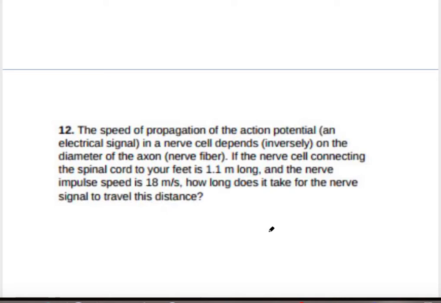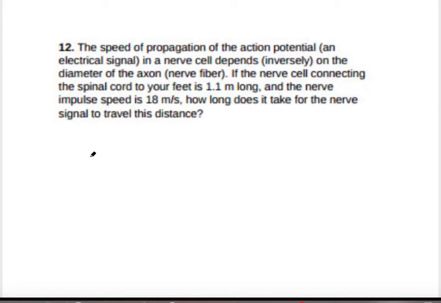For number 12, the speed of propagation, the action potential, which is an electrical signal in a nerve, depends on the diameter of the fiber. So if the nerve that connects your spine to your feet is 1.1 meters long, and the nerve impulse travels at 18 meters per second, how long does it take for the nerve signal to travel this distance?